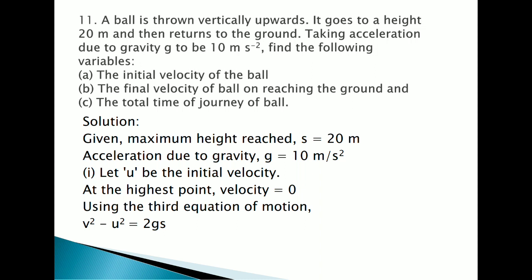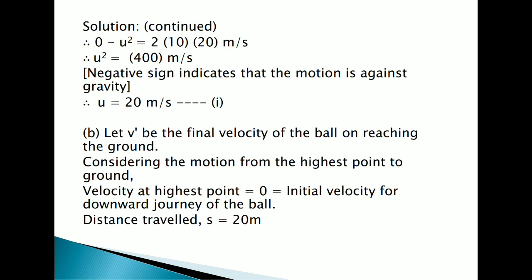final velocity will be equal to 0 as the ball reaches the highest point, okay, and the maximum height reached by the ball is 20 meter. Acceleration due to gravity is 10 meter per second square. Initial velocity is u, जो हमें find करना है. Okay, as the object is moving up, we will be using this equation, that is v square minus u square is equals to 2gs. ठीक है, over here v is equals to 0, so 0 minus u square is equals to 2gs.